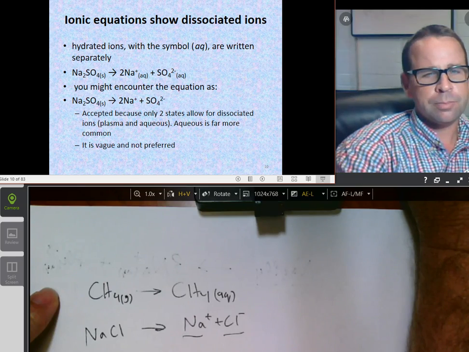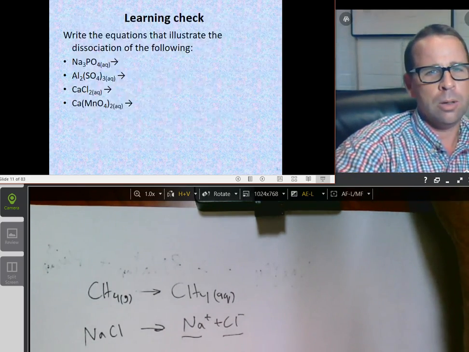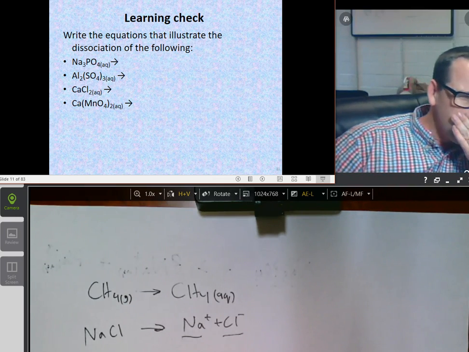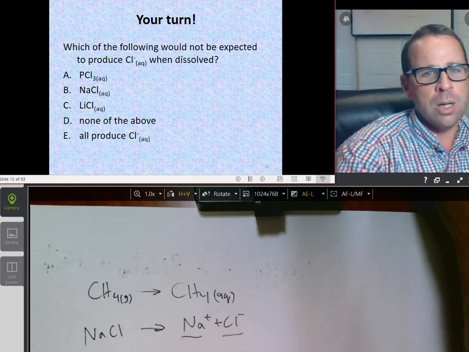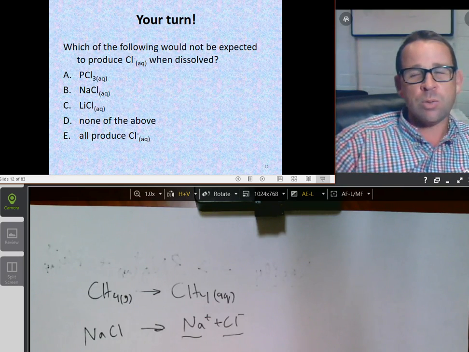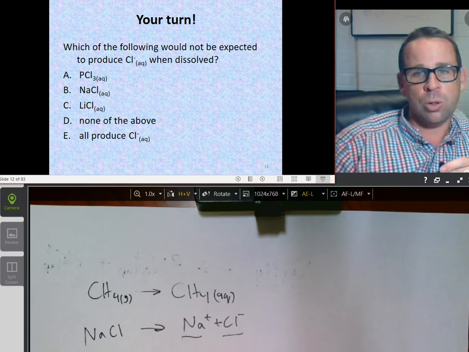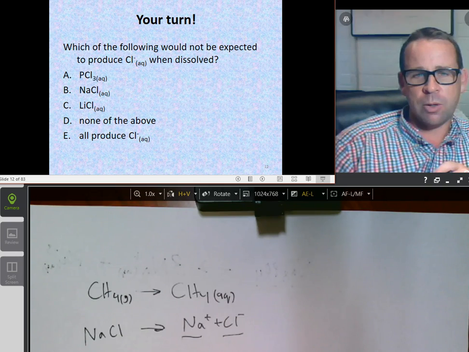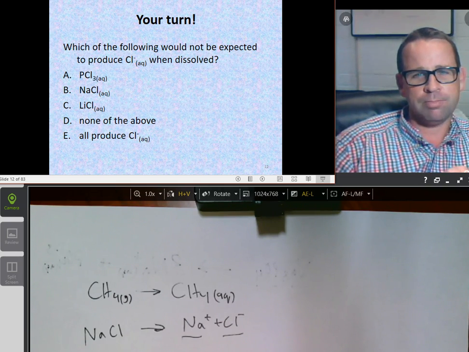Okay. So, we did these ones here. Now we're moving on to this. So, take a look at this one. See if you can figure out which ones would produce the chloride ion when dissolved in water and which ones would not. Okay? Take a look at it. Push pause. Look at it for a while. Try to figure out why some of these might or might not result in the chloride ion.